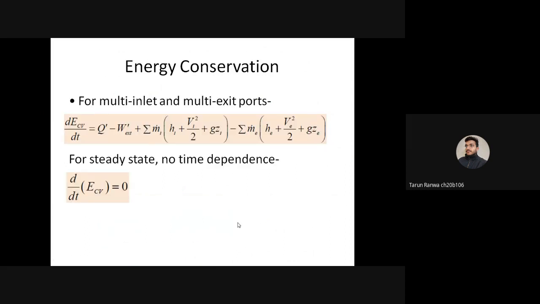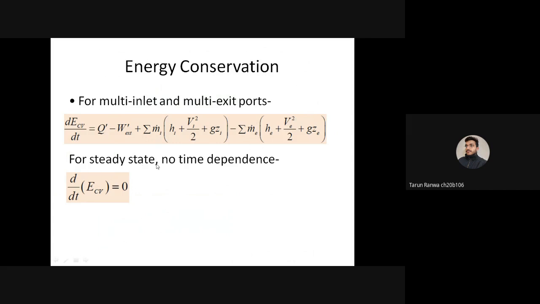So for multi inlet and multi exit ports, we can write dE_cv/dt, the change in total energy of the control volume, as Q dot minus W dot external plus the summation over the total inlet streams. The summation is for all inlet streams, so if there are three inlet streams, we sum over all of them: summation m dot_i h_i, and so on for these terms. If we write for a single inlet and exit port, we will write only m dot_i and only m dot_e.